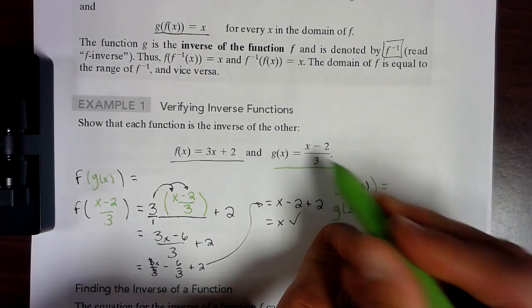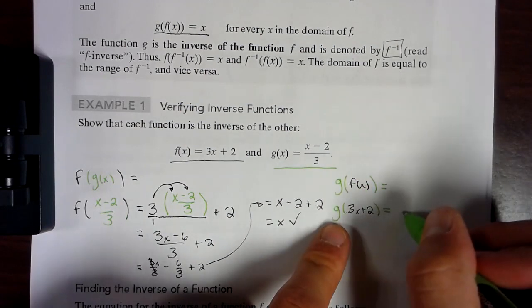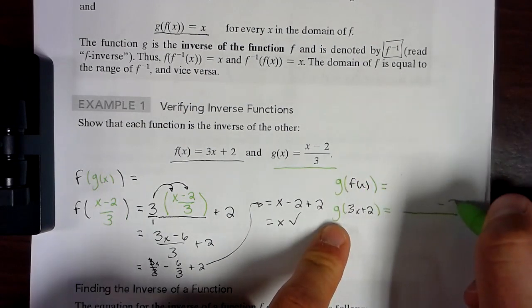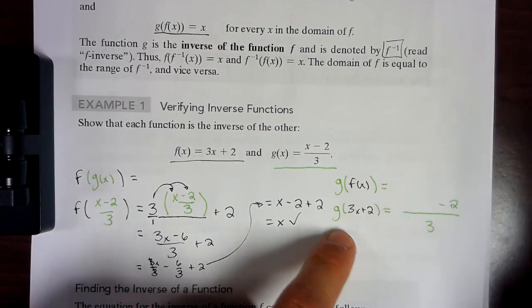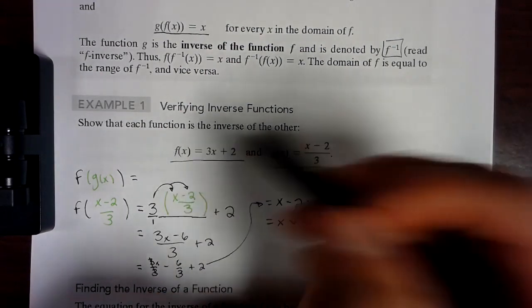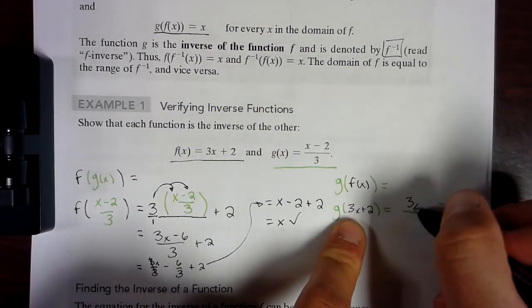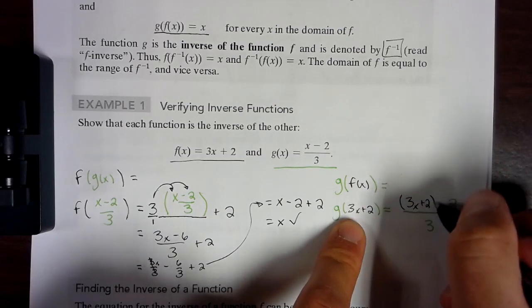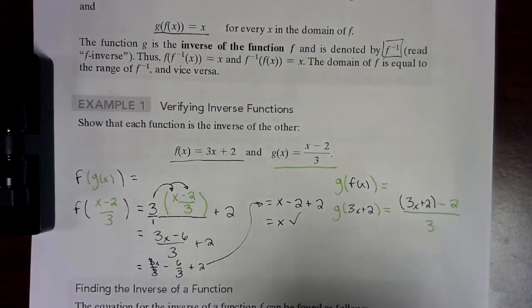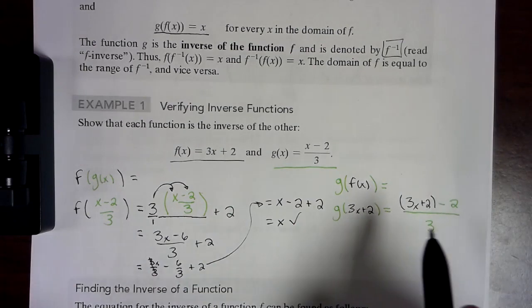So I'm going to copy down the g function, except for that x used to be. I'm going to leave some space there. Now I'm going to fill in with what f of x equals, which is that 3x plus 2. And it's just good habit to always put that in parentheses.